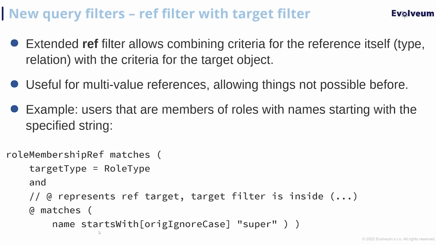So in this example, this is just a demonstration, because for role membership, actually, yeah, there can be various role types. So this only goes for the actual roles, not other abstract role types, and also matches only the roles that have name super or start with the name super, ignoring case.